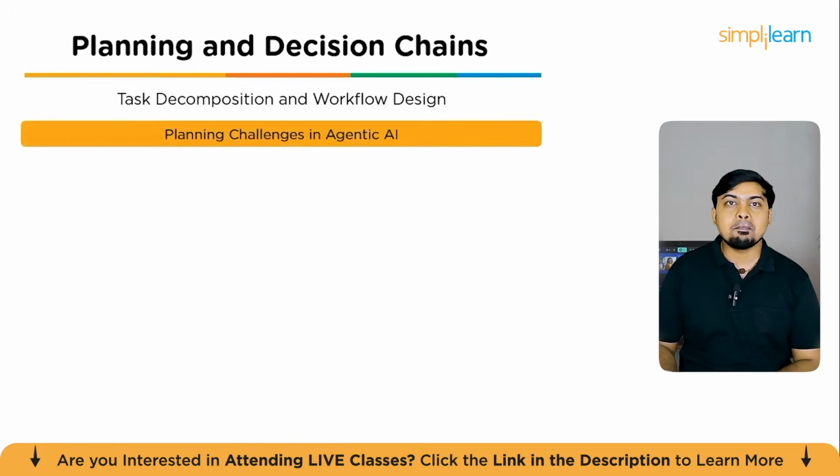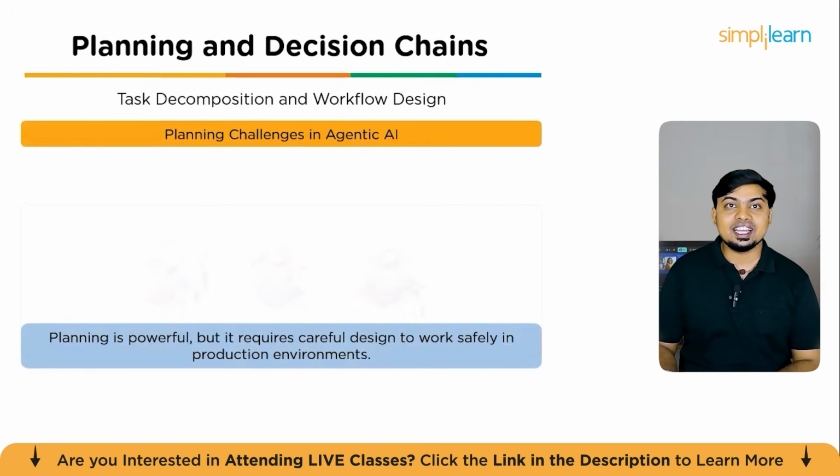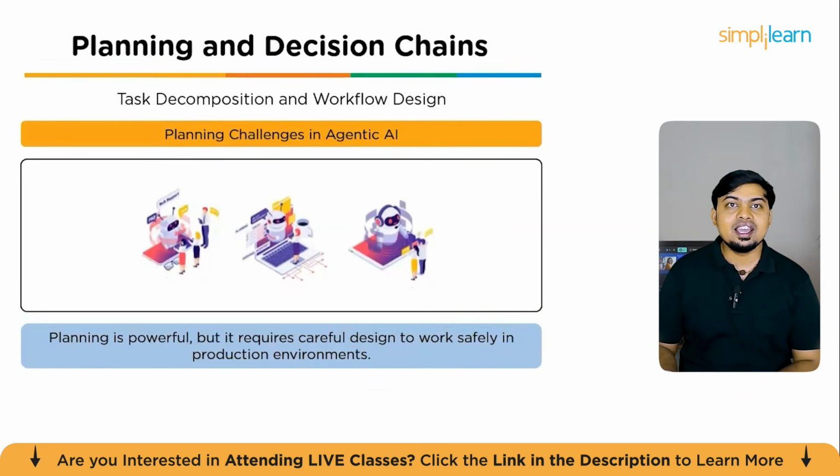Now comes the next phase, planning challenges of agentic AI. Of course, planning is not easy. There are several technical challenges that developers must consider. Agents might break tasks incorrectly, choose the wrong tools, or get stuck in loops. There may also be resource constraints or uncertainty in decision making. To build reliable systems, developers often introduce safeguards such as step limits, validation checks, monitoring mechanisms, and human approval stages. Planning is powerful, but it requires careful design to work safely in production environments.